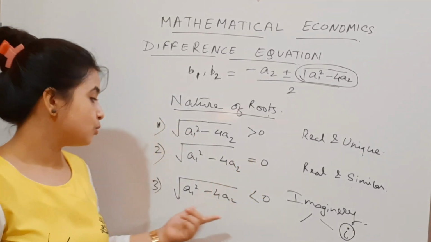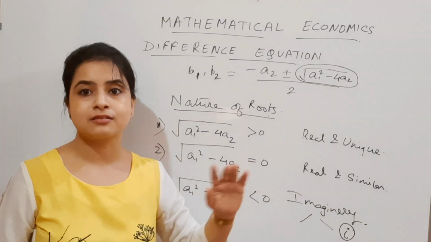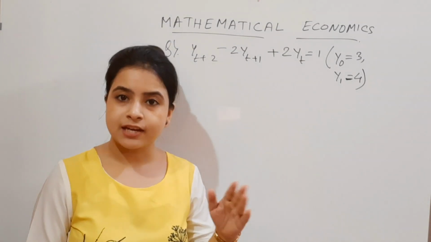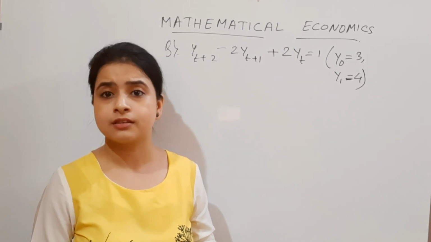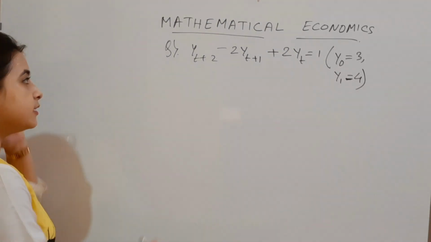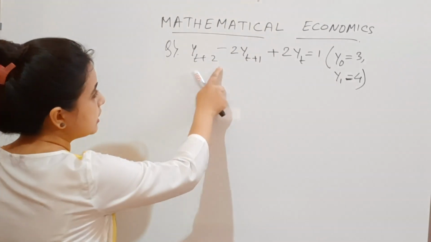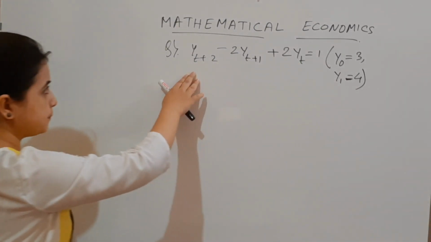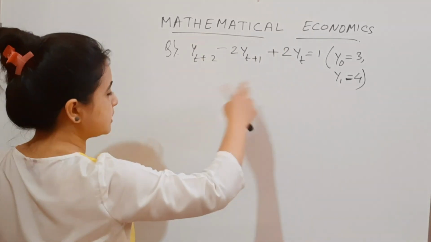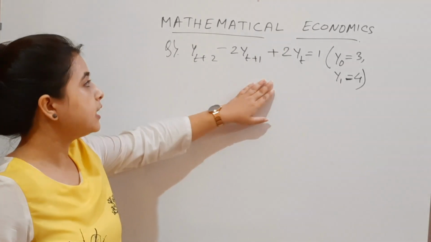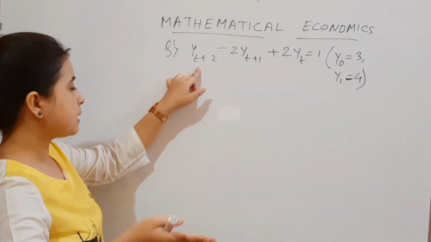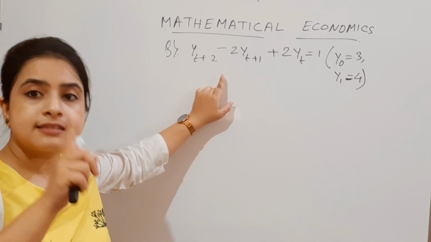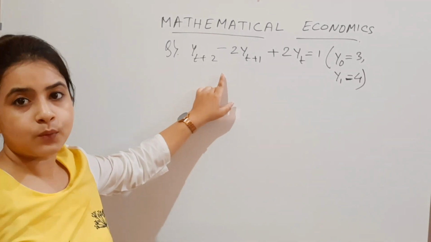So in order to clear your confusion related to this part, this is the question written on the board, the numerical question related to the second order difference equation. How are you going to identify it? Here you will find that the time period is t+2. That means the current period is Yt, the next, upcoming period is Yt+1, and the upcoming period after that is Yt+2. So this is how you can find that this is a second order difference equation.